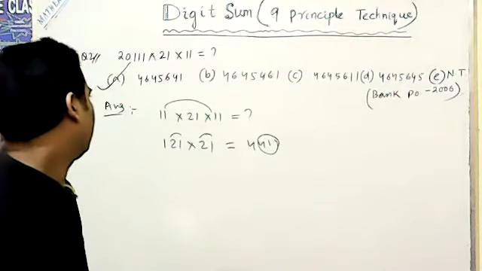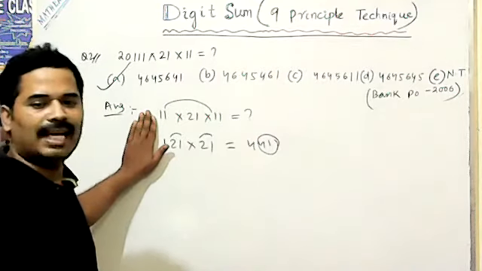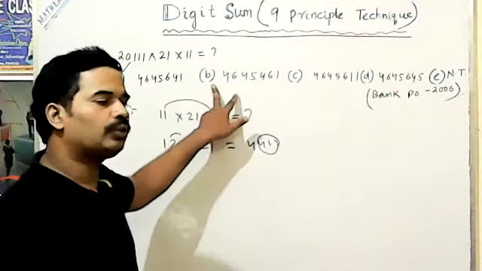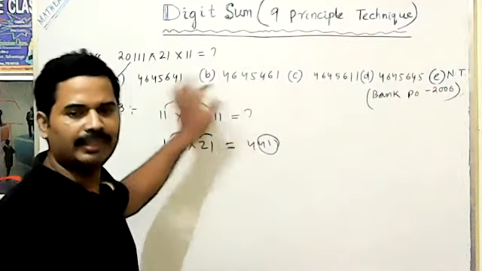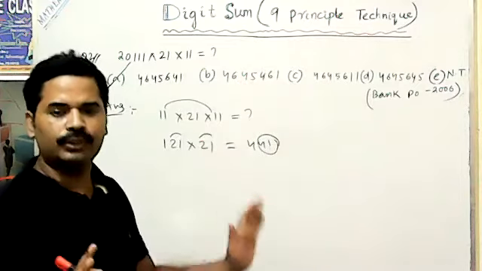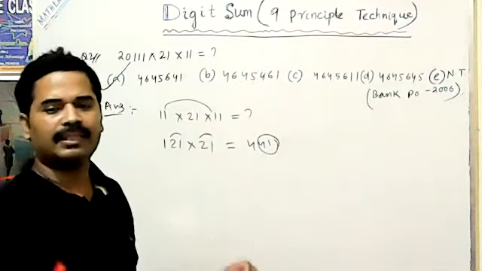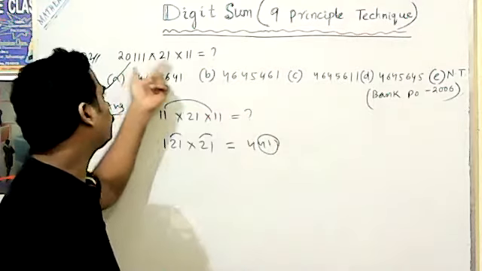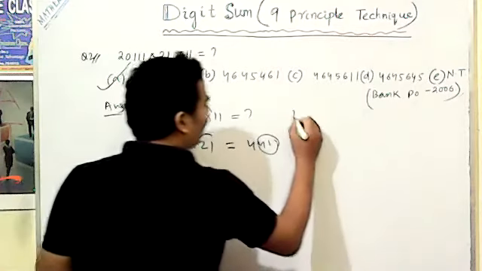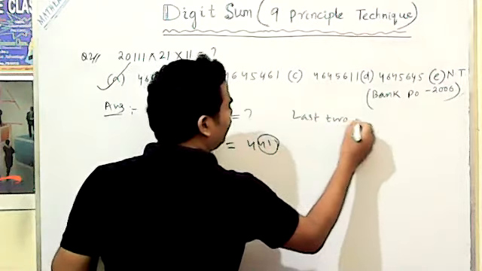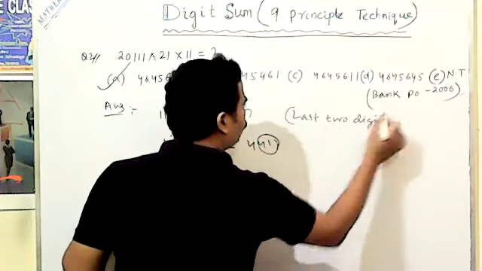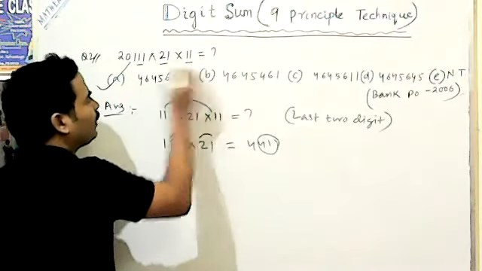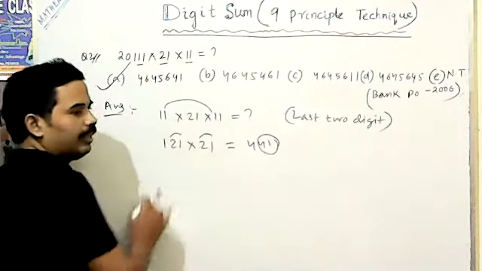In this question, we have to apply the last two digit technique, because in these two options the digits are the same. So first you apply the digit sum method. After that is completed, we apply the last two digit technique. The last two digits of each number are multiplied.